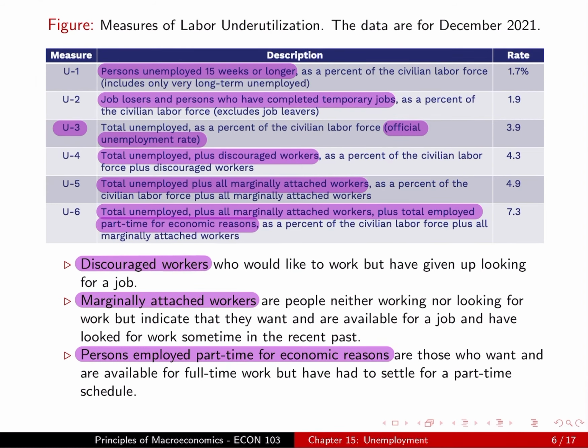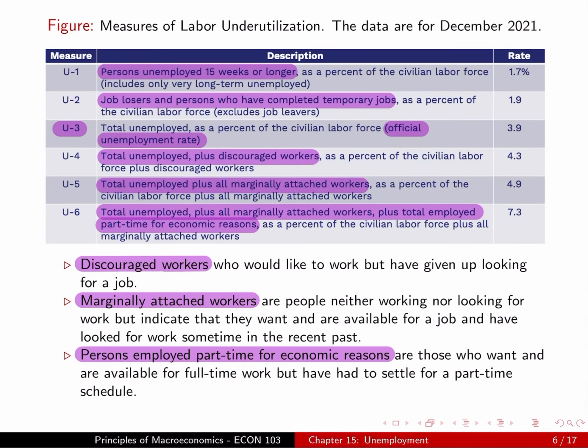U4 is total unemployed plus discouraged workers as a percent of the civilian labor force plus discouraged workers. U5 is total unemployed plus all marginally attached workers as a percent of the civilian labor force plus all marginally attached workers. And U6 is total unemployed plus all marginally attached workers plus total employed part-time for economic reasons as a percent of the civilian labor force plus all marginally attached workers.